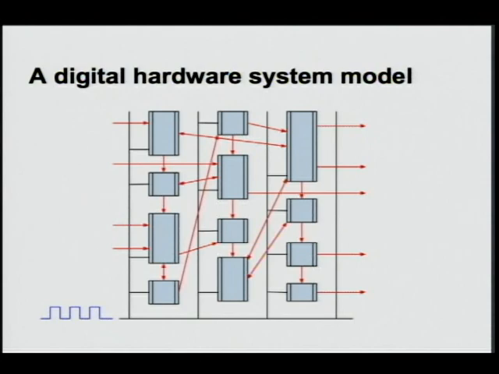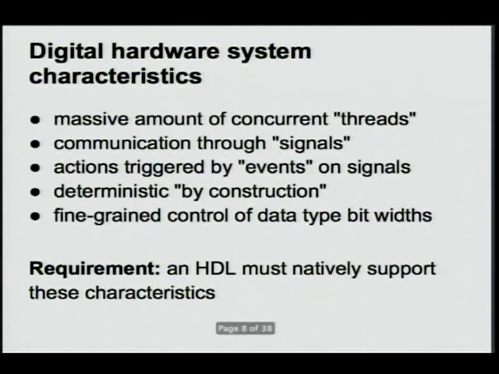So, what does this mean? It means that digital hardware contains a massive amount of concurrent threads. It has concurrency. The communication occurs through signals, and on these signals, value changes can occur which trigger events between the threads.